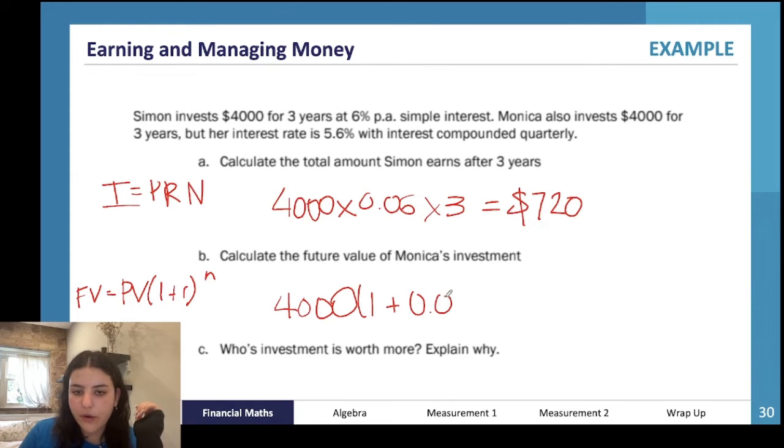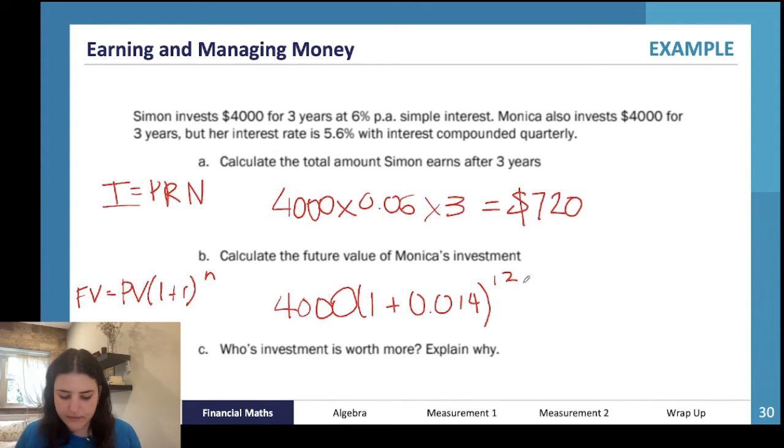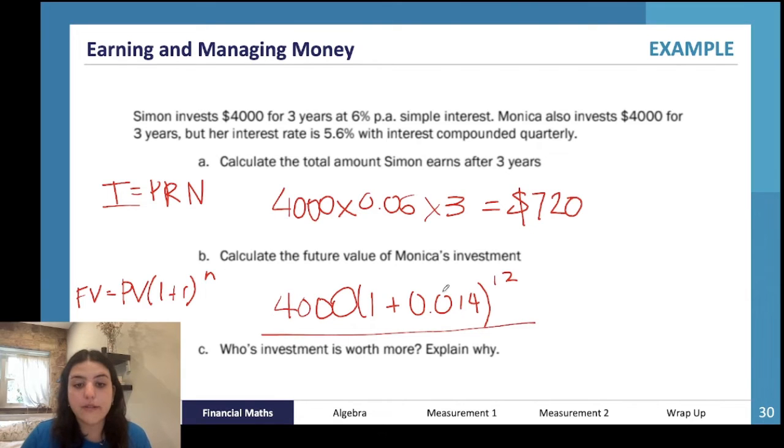So 0.014 as a decimal. And she does that quarterly for 3 years. So that's 12 times. So 4,000 times, and then we do our brackets, 1 plus 0.014, close brackets, to the power of 12, which is very hard to do on a phone. That is how you get your answer. Now, whose investment is worth more?